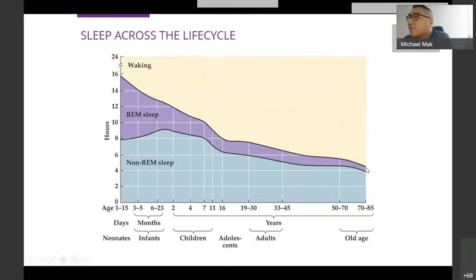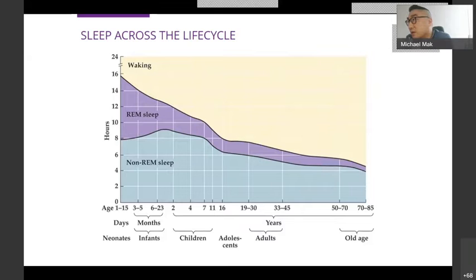And unfortunately, once we get into the elderly age range, let's say after 65, there's a tendency for a vast reduction of our ability to sustain sleep. So as we age, it takes longer for us to fall asleep. We have more middle of the night awakenings. And it's harder for us to stay alert during the daytime. And hence, older folks have a tendency to maybe nap during the daytime to compensate for the lower amount of sleep that they get at night.